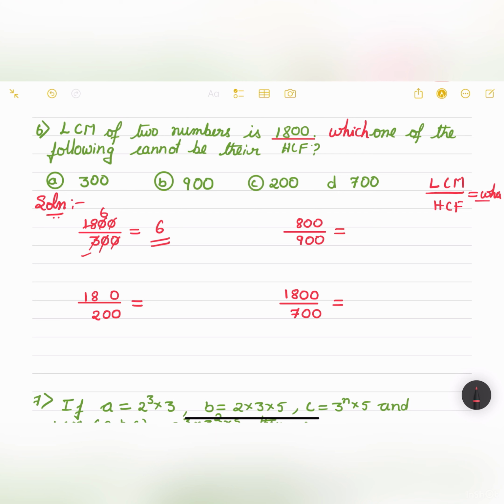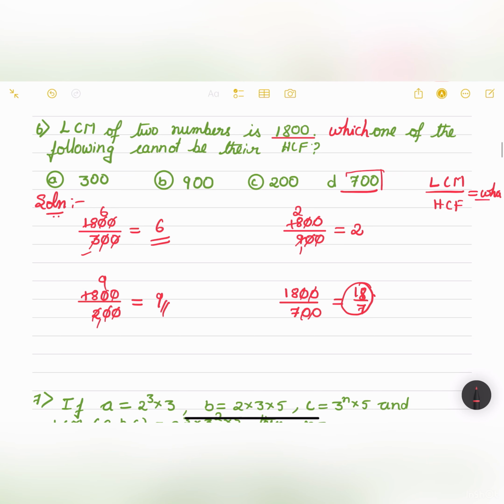1800 is divisible by 300, and in this case we are getting 9 ones are 9, twos are 2. So this is also divisible, and the next one we will get 2 ones are 2, nines are 18. So this is also divisible, and in this case 18 by 7. This is not divisible. Hence the correct option is D. Option D.